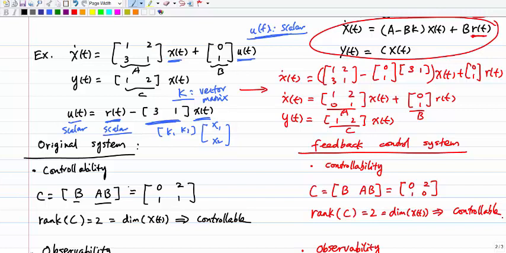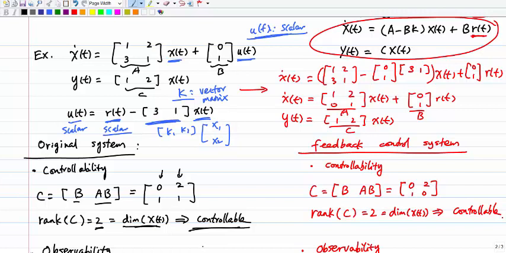If you do the calculation, B is just (0, 1), and A times B works out to (2, 1). If you compute the rank, it is 2, because these two columns are linearly independent, which means the rank is 2, which is also the dimension of x. x has to be x1, x2, right? So this is controllable.